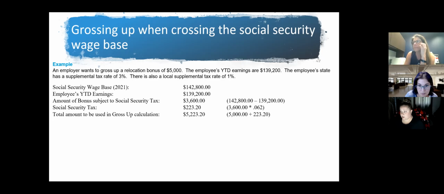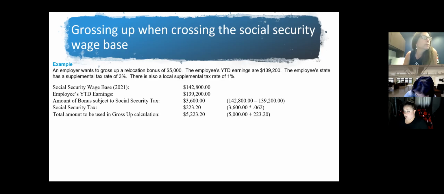So keep in mind the Social Security wage base in 2021 is $142,800. This employee's year-to-date earnings are $139,200. So if we subtract those two, we get that $3,600 of the bonus is going to be taxable for Social Security, but only $3,600 of it. So instead of us actually doing the gross up calculation for the $5,000, we're going to figure out the Social Security tax on that $3,600, which is $223.20. Add it to our 5,000, and that's the number we're going to use in our gross up calculation.